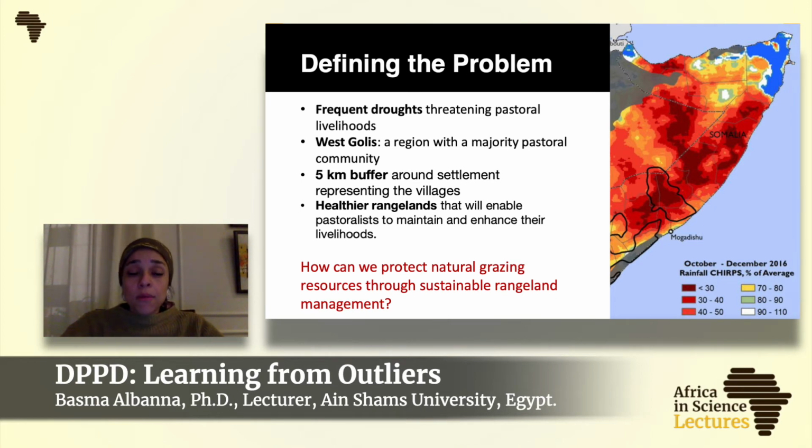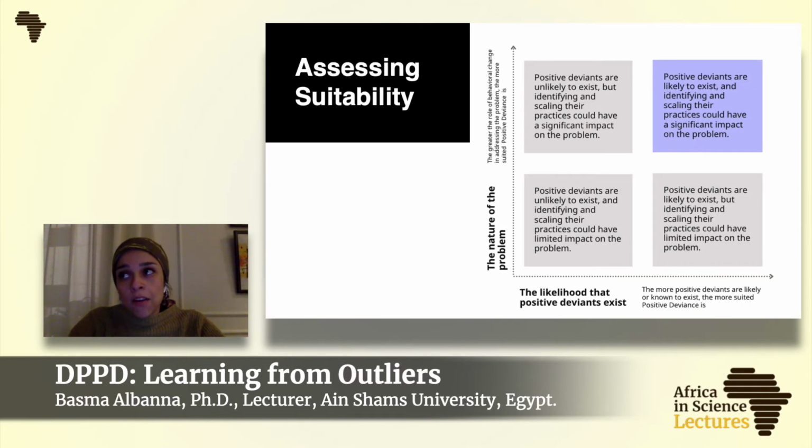After defining the problem, it's extremely important to assess the suitability of using positive deviance for this problem. Assessing suitability asks two main questions. One question is related to the nature of the problem. Is this an adaptive problem that requires a behavioral change? If yes, then it is most likely a problem that can lend itself to the positive deviance approach.